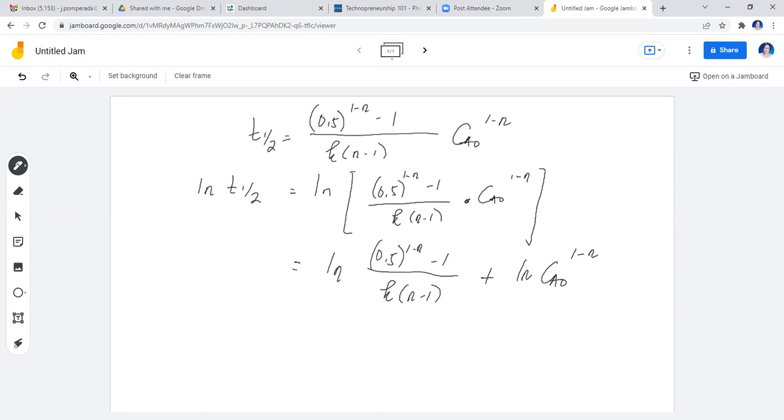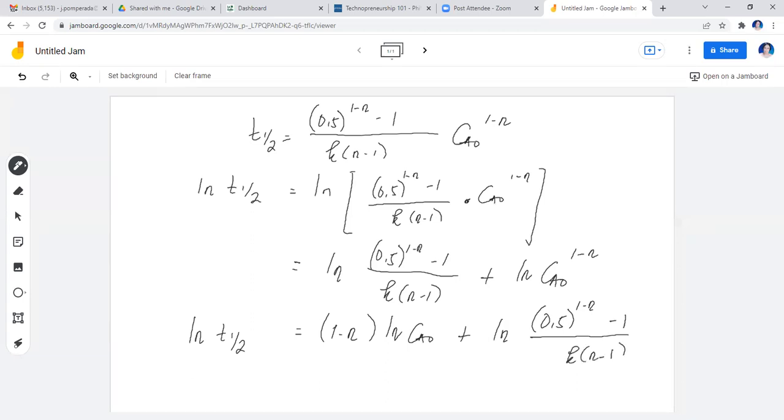So if I will now rewrite this properly, I have ln of the half-life equal to, I will just rearrange. We have also this property of the ln wherein this 1 minus n here can be written before the ln. So you have 1 minus n ln of CAO plus we have this entire expression, ln of 0.5 raised to 1 minus n minus 1, and here you have k raised to 1 minus n. I like to use a different color font so you will see.